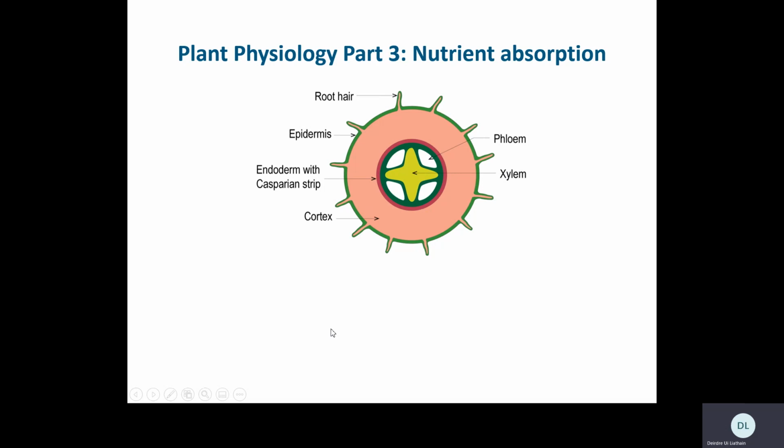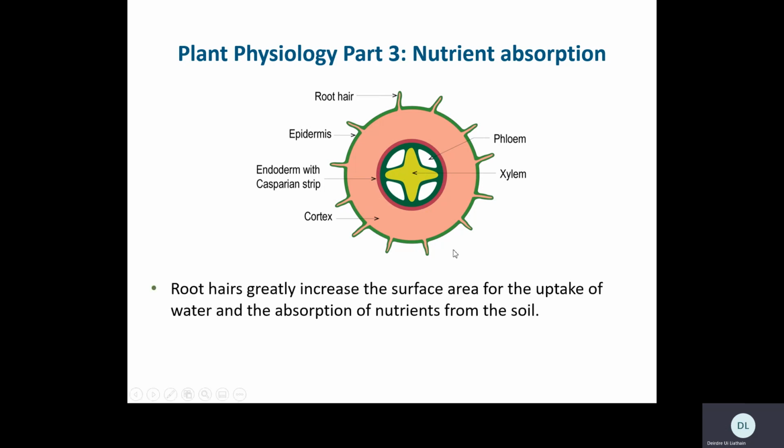Okay, so if you remember, when we looked at the leaf, we talked about how the leaf was adapted for its function. And how is the root adapted for its function? Well, those root hairs are the main adaptation of the root. The root hairs are tiny little projections coming off the side of each root, and they increase the surface area for the absorption of water and nutrients from the soil. So they give it a much bigger surface area than it would otherwise have.